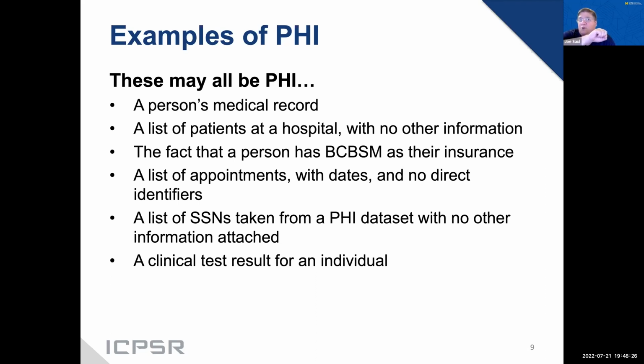And even if there's no other information attached, that's considered PHI because it started as PHI, and we'll come back to that. Obviously, a clinical test result for an individual would be PHI. Why would you be looking at this stuff? Some of it you probably wouldn't. But if you want to do social determinants of health research, for example, you may need some of the health part of the equation to do that.